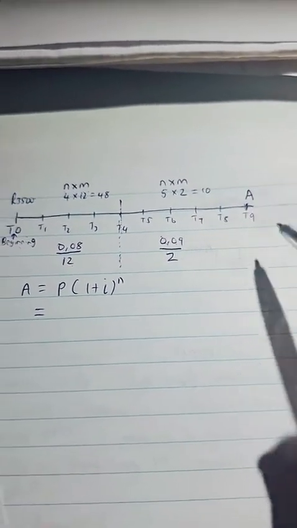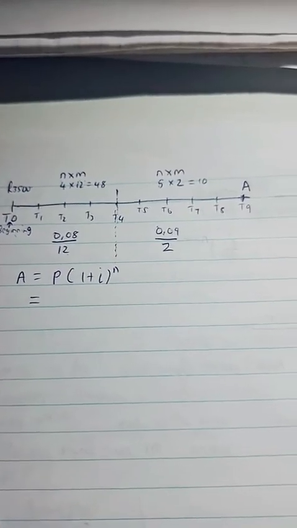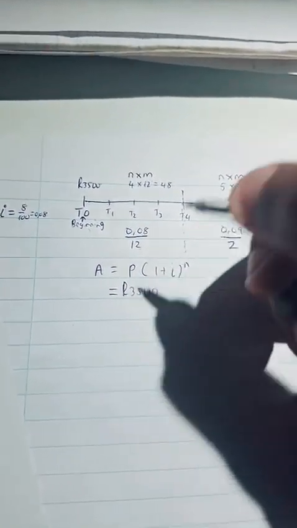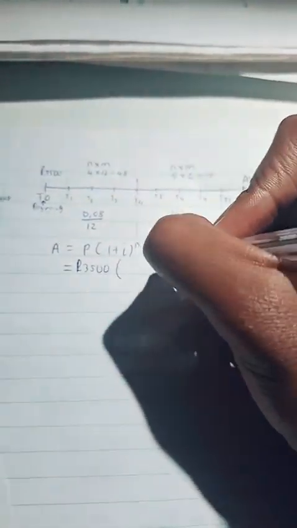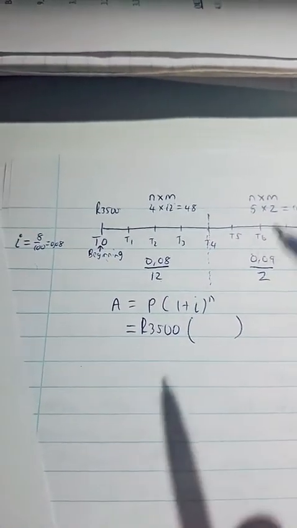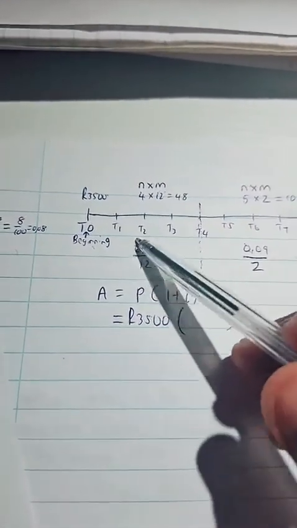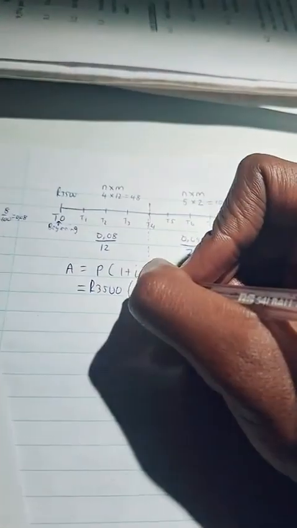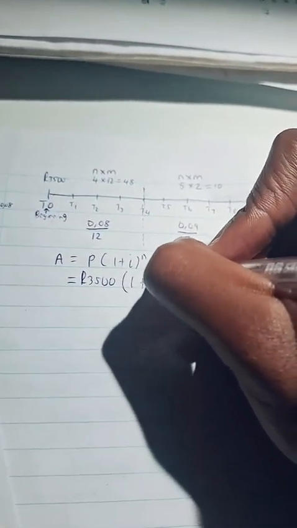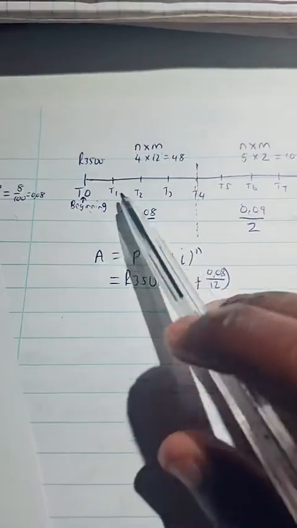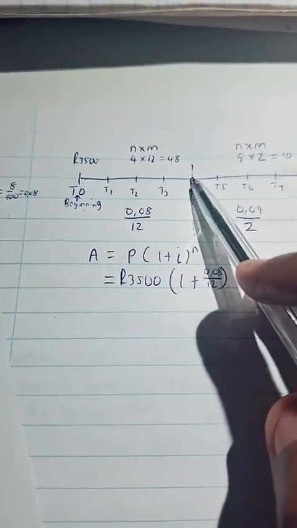Okay, now to finish things off for ourselves, we can do the following. We write down 3,500. We open a bracket. This bracket is being opened because the 3,500 is going to first enjoy the interest rate of 0.08, compounded monthly. So let's show that: 1 plus 0.08 divided by 12. This 3,500 is going to enjoy this interest rate for the first 4 years.